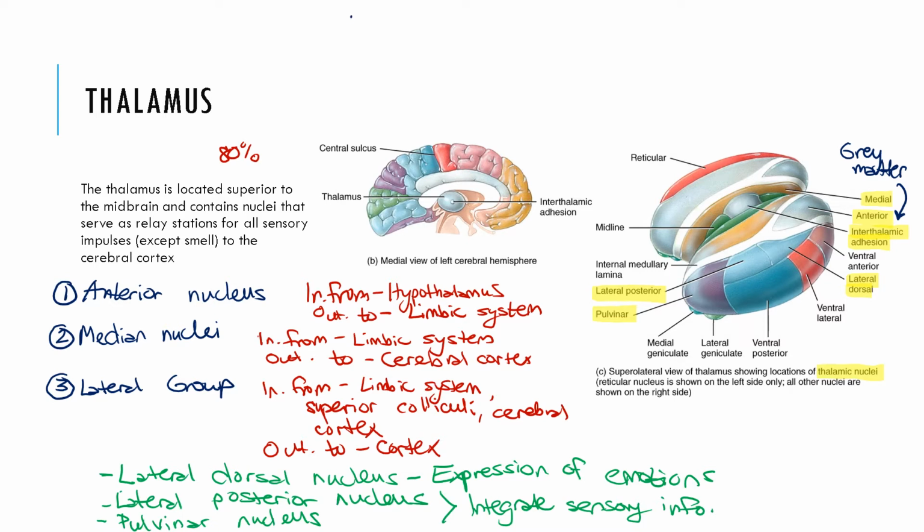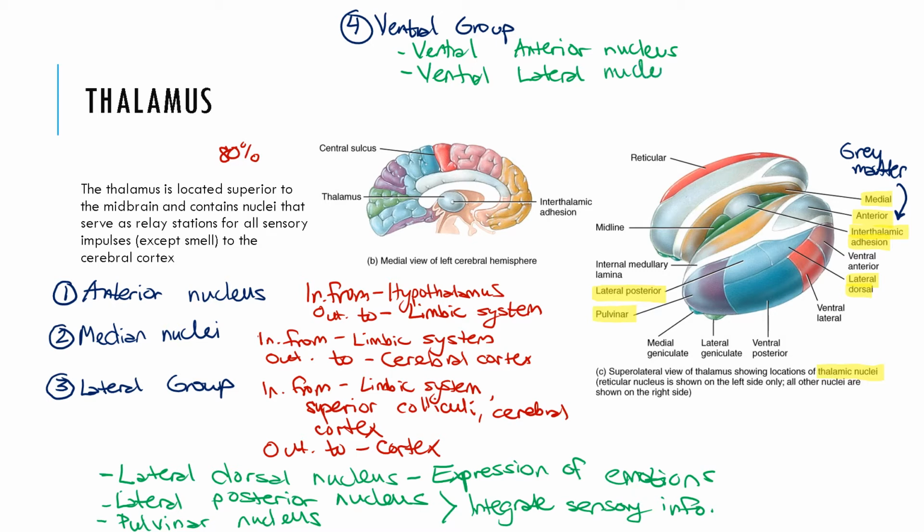Next, maybe put this up here for number four. Next we have the ventral group. Now there are five nuclei that are part of the ventral group. We have the ventral anterior nucleus, the ventral lateral nucleus. These two are both involved in movement control.